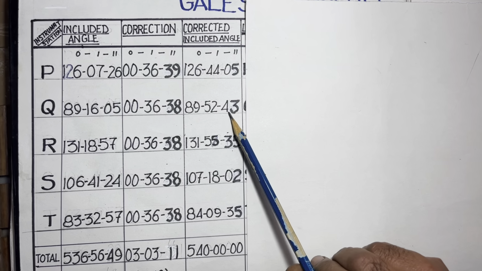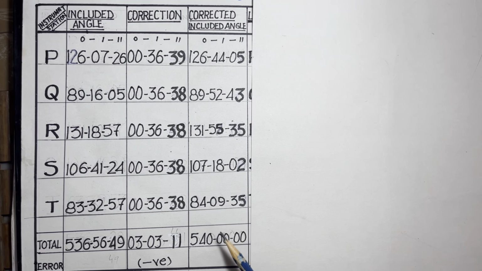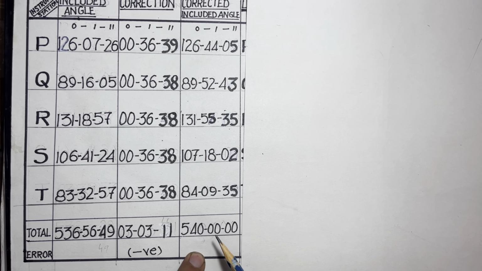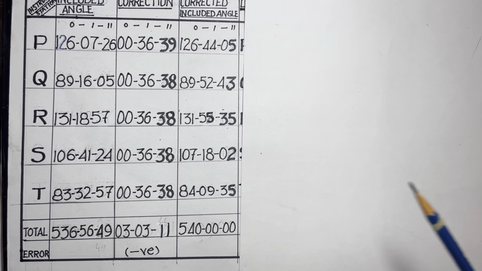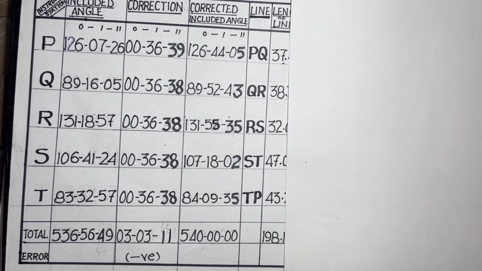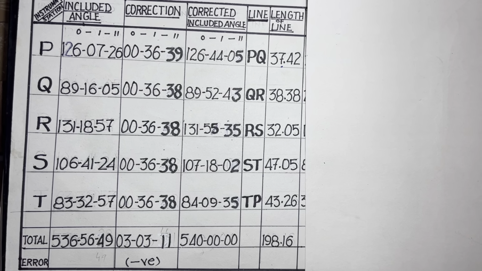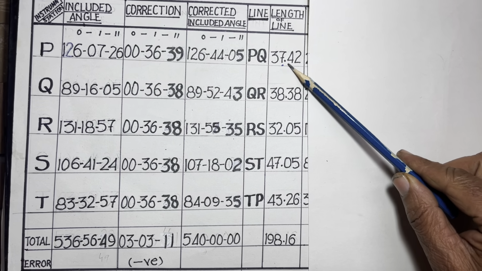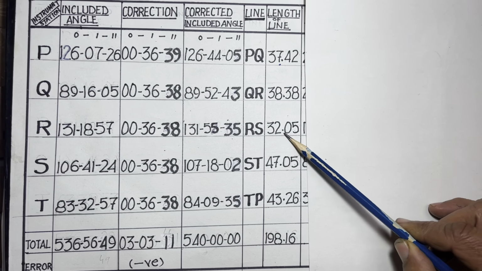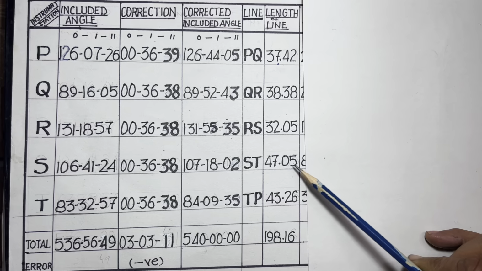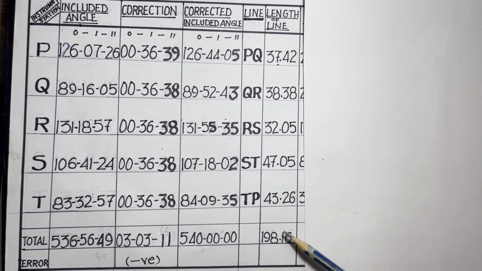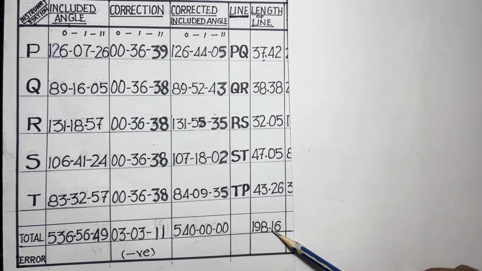Now we have calculated all the corrected angles. The sum now satisfies the condition of (2n minus 4) right angles. So here the corrected angle values are shown. And in the field, we have measured all the sides of the traverse. You can see the length PQ 37.42 meter, QR 38.38, RS 32.05 meters, ST 47.05 meter and TP 43.26 meter. The perimeter, the sum of these sides, is 198.16 meter.